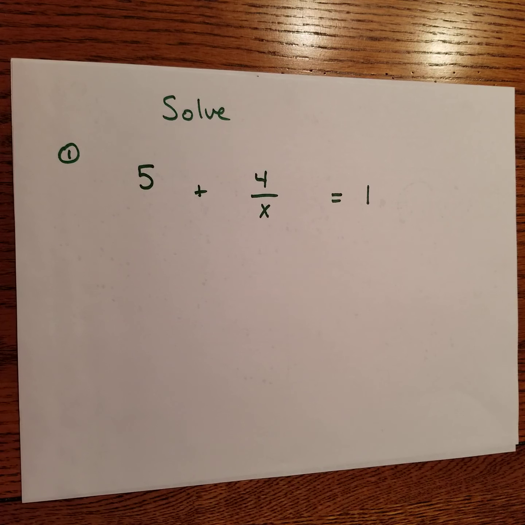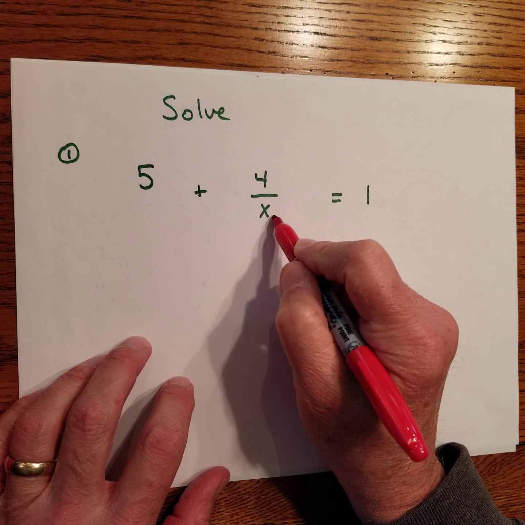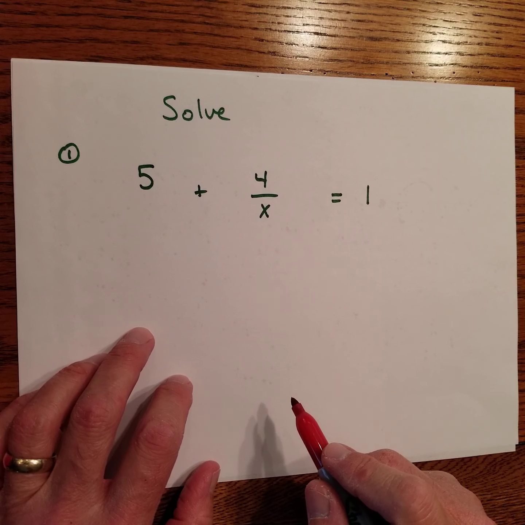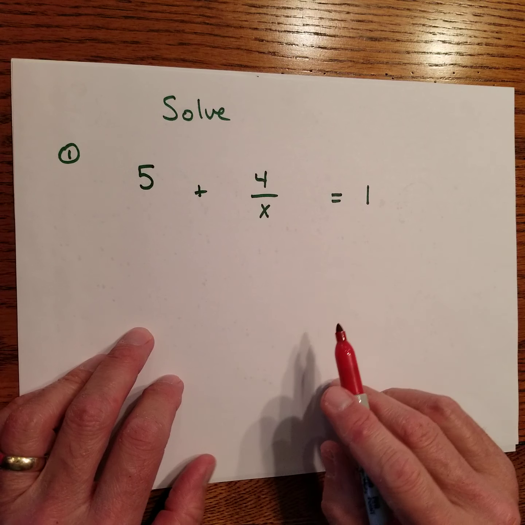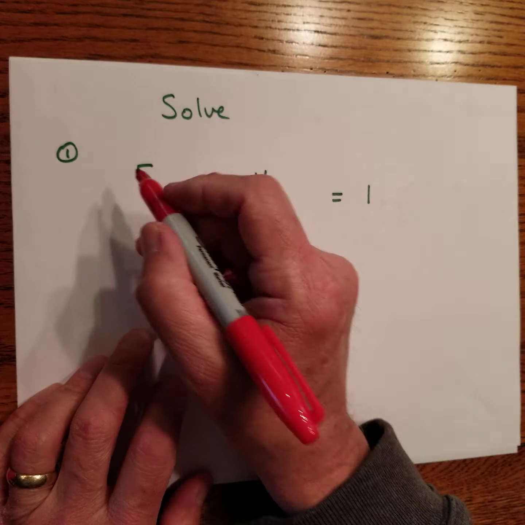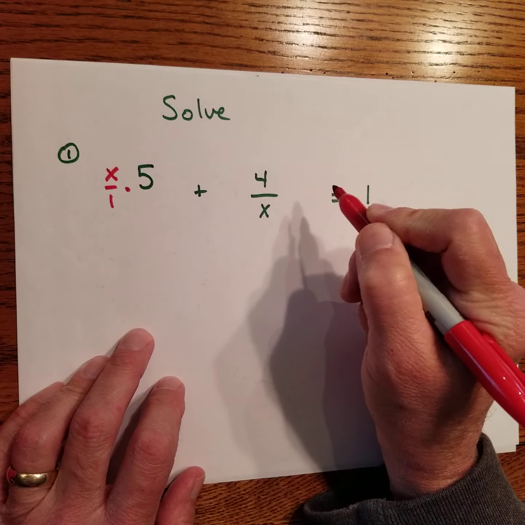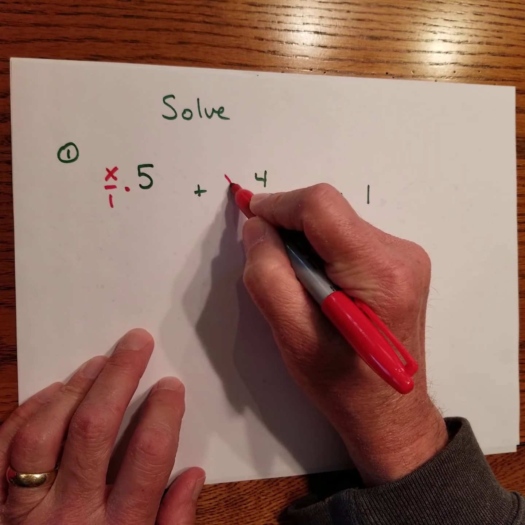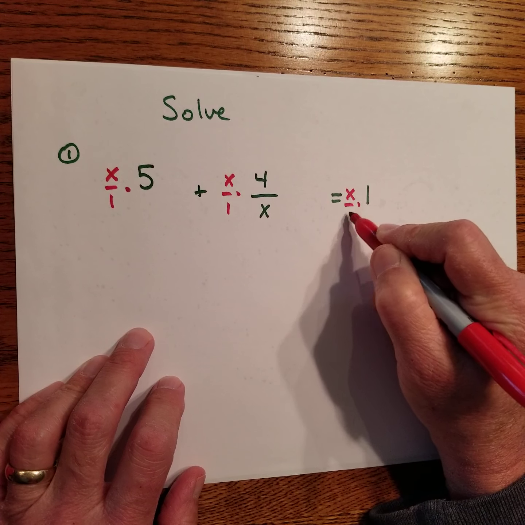What we did in previous videos was we multiplied both sides of the equation by the common denominator. This only has one denominator, so we'll use x. We'll multiply everything on the left by x. We'll multiply everything on the right by x.